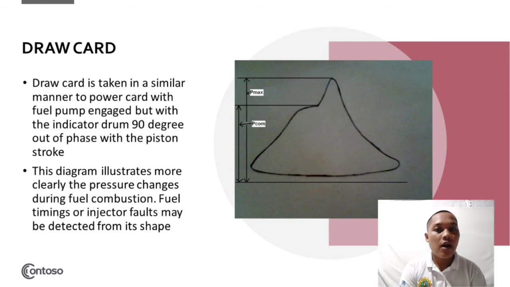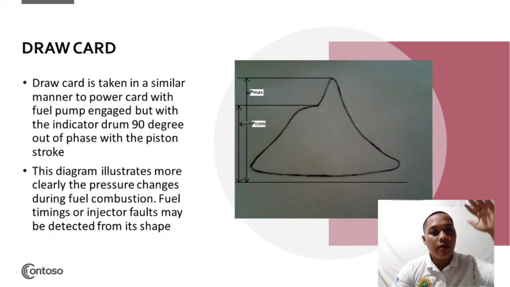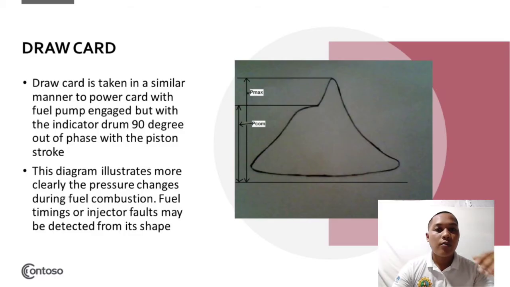Even effects for improper setting of the indicator instruments are much clearer in this diagram. The area of this diagram gives us the main indicated pressure or total power produced for the system. Here in the draw card diagram, the pressure will rise as the pistons start to move up.